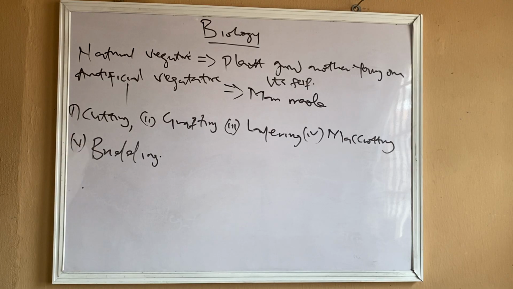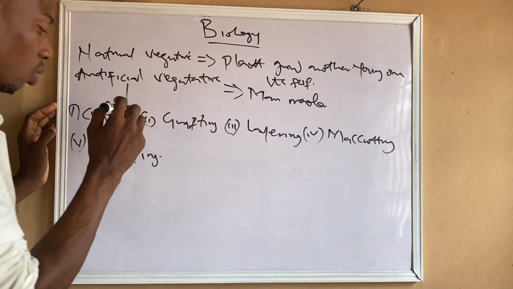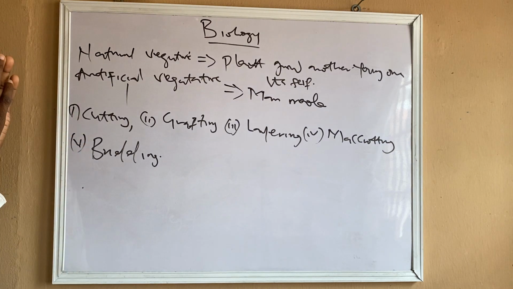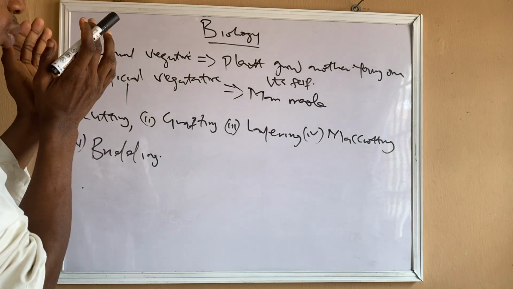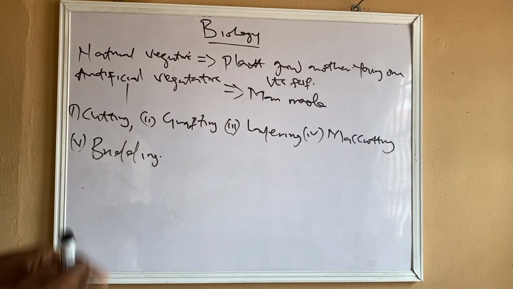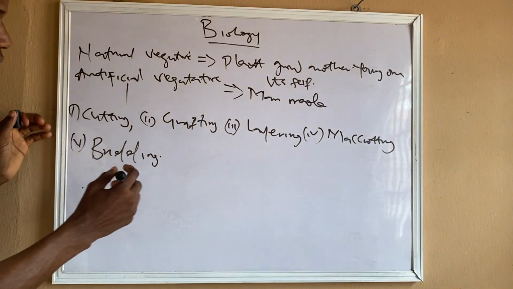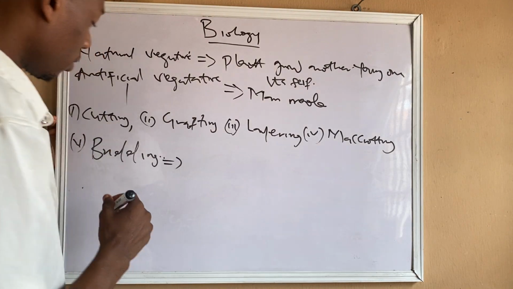But what is cutting? What is grafting? What is layering? What is marcotting? And what is budding? The way they are named has already given us a clue to how the artificial propagation is taking place. Let's take the last one, budding.